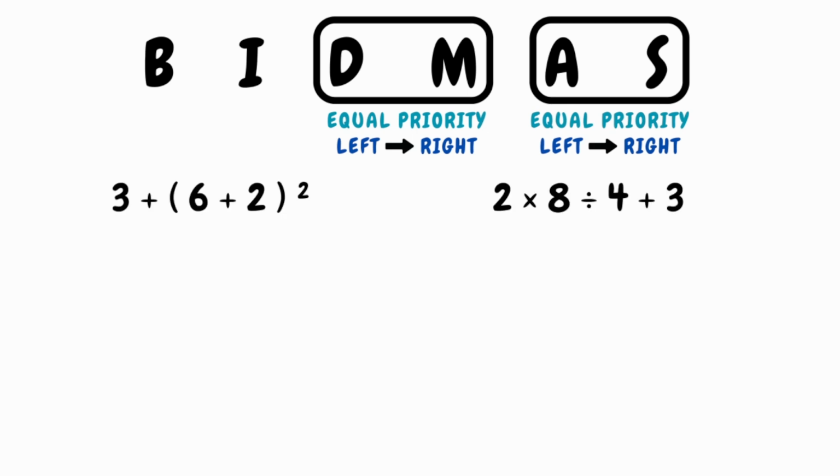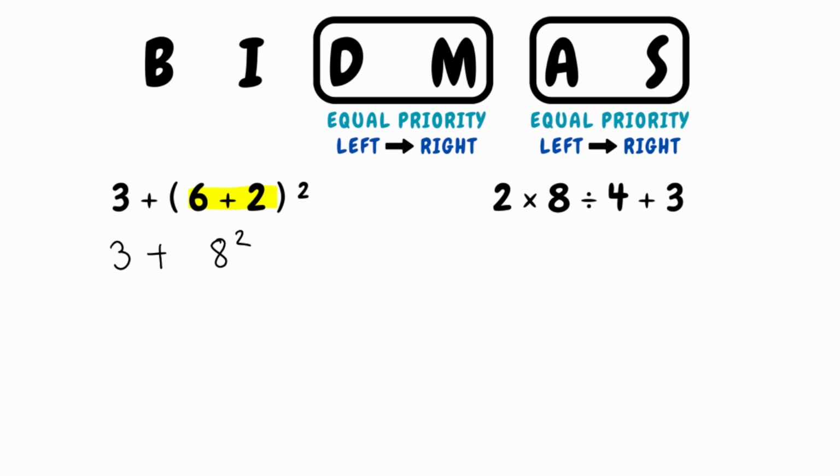So looking at this first question, we want to work our way through BIDMAS and see which bits we have to do first. So starting with the B, are there any brackets? Well, yeah, we can see in this first question that we've got a bracket, and inside that bracket, we've got 6 plus 2. So that's what we're going to take care of first. If we do that 6 plus 2, that's going to give us 8. So we can rewrite this calculation as 3 plus, and then what we've just figured out inside the brackets, 8, and then we've still got this power of 2. So we've now got 3 plus 8 squared.